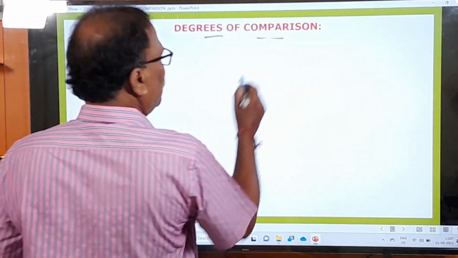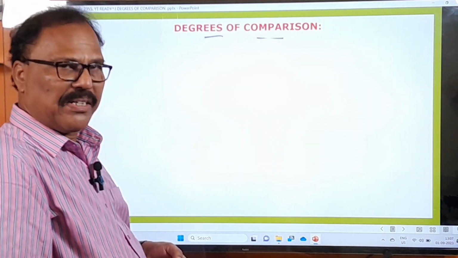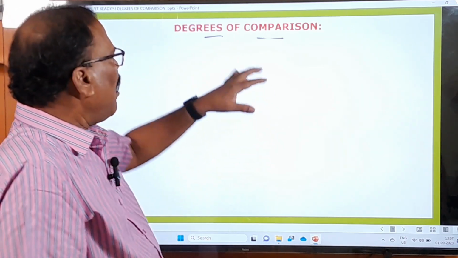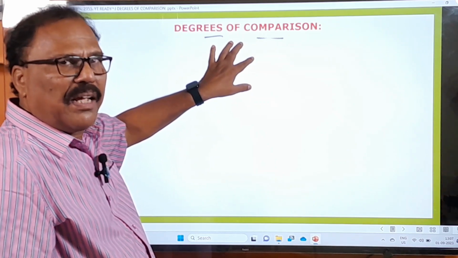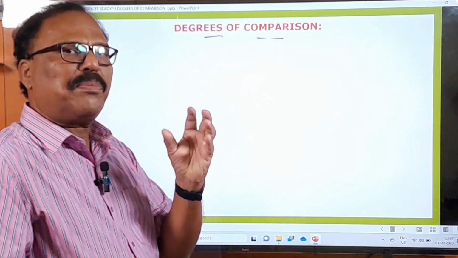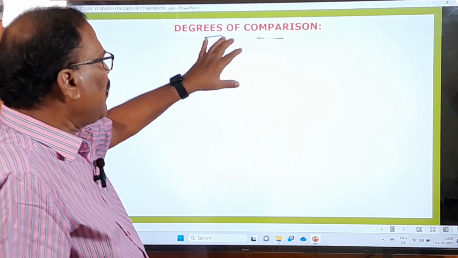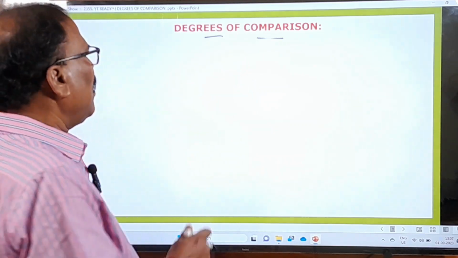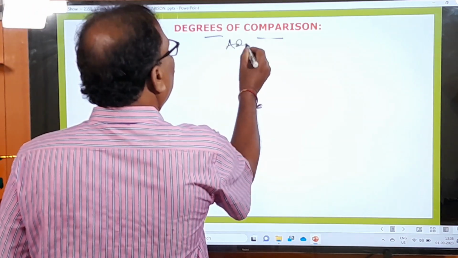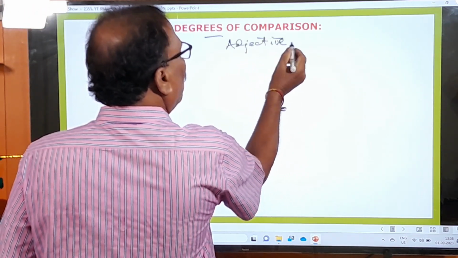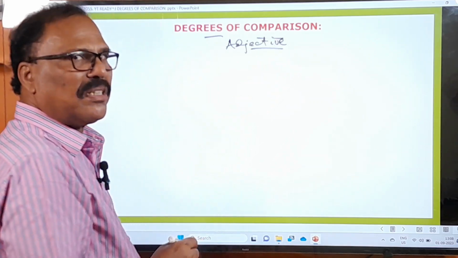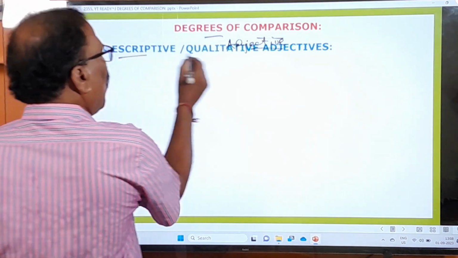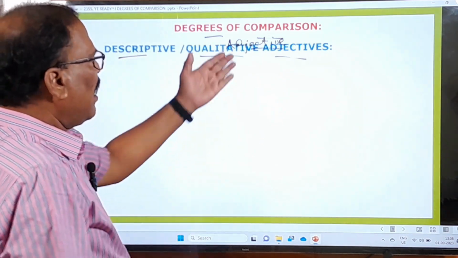Degrees of comparison, okay? All of you must have some idea about the degrees of comparison. Anyway, I'm going to give you a clear idea about them. Here, if you want to learn about the degrees of comparison, you have to learn about adjectives, and especially about descriptive or qualitative adjectives. Of course, they are also adjectives.